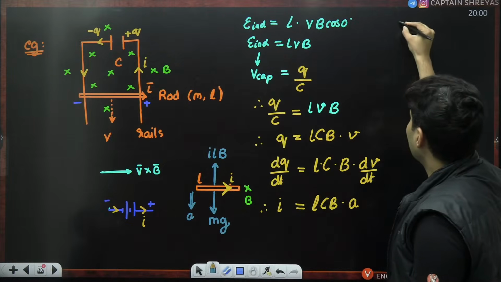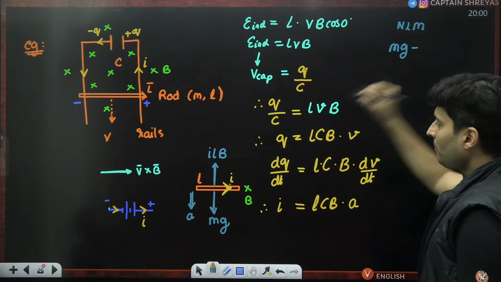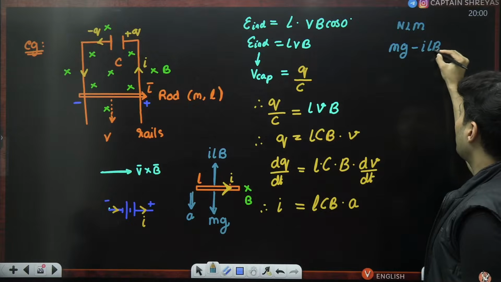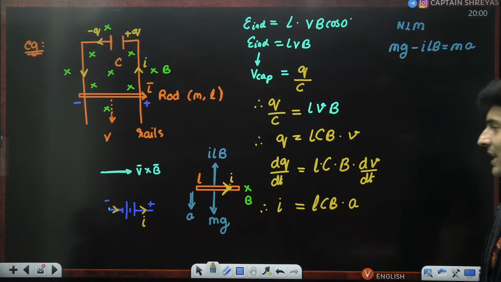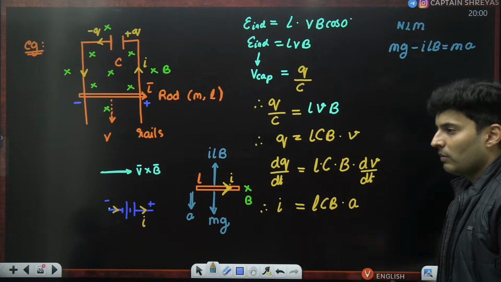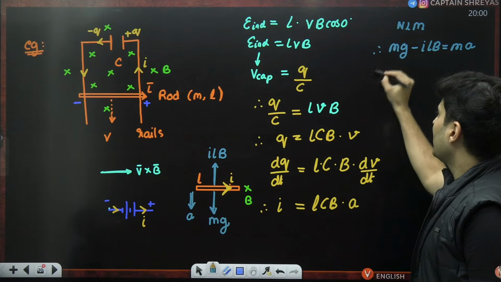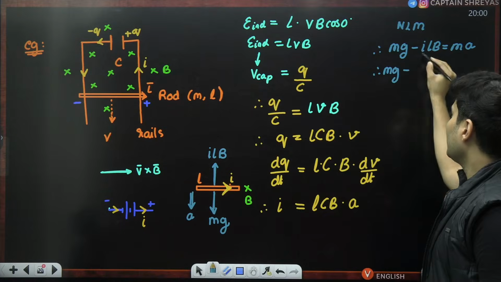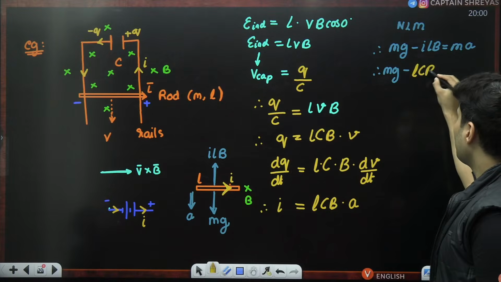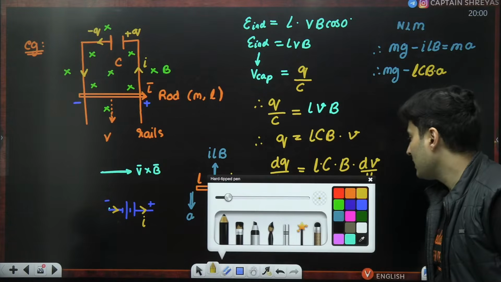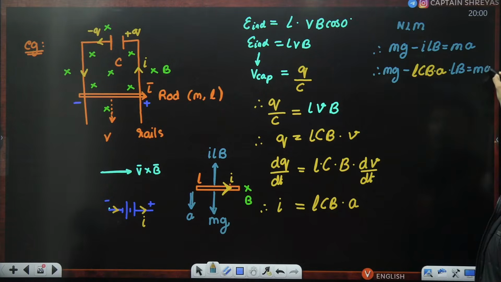So using Newton's laws of motion, mg is down, ILB is up, and the net is nothing but mass times acceleration. Now whether you want to find current or acceleration depends. Let's say I want to find acceleration. I can therefore say mg minus, instead of current, you write it as L C B into a, into L B, is m a.